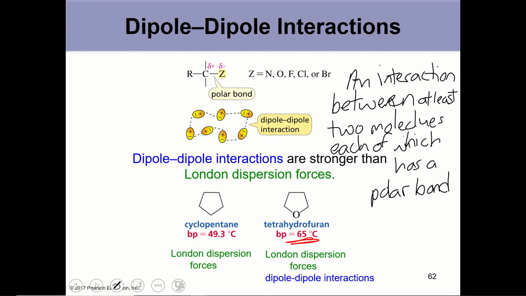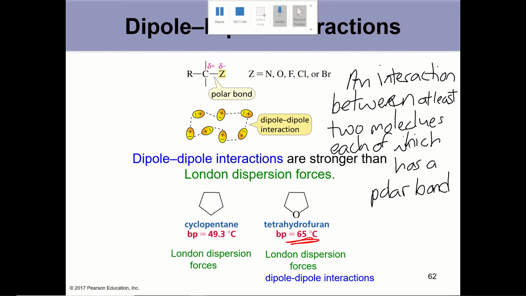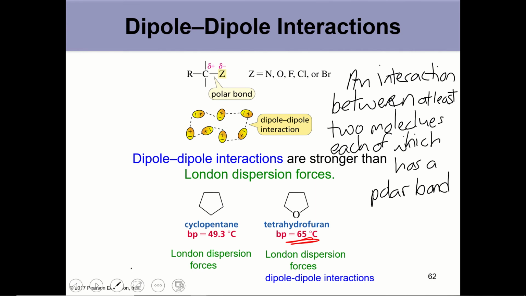So our example here are a carbon bonded to what we're calling Z, which could be nitrogen, oxygen, fluorine, chlorine, or bromine. And a number of other atoms which have an electronegativity difference from carbon that is greater than 0.5. As long as the electronegativity difference from carbon is greater than 0.5, we will have a polar bond.